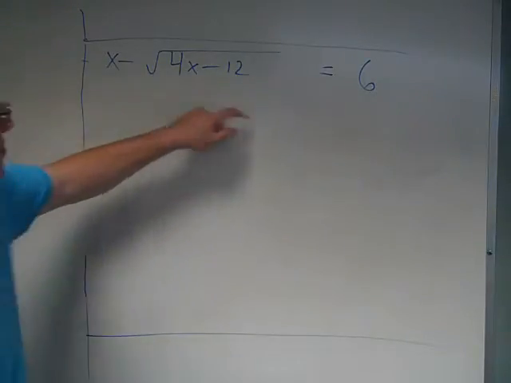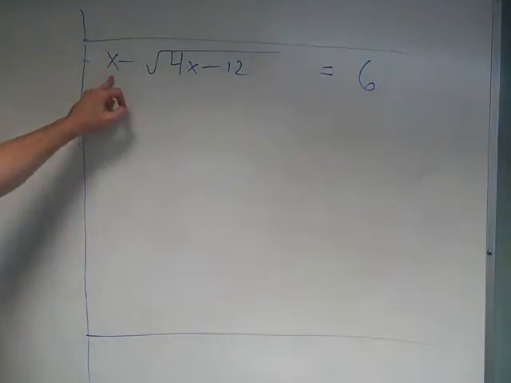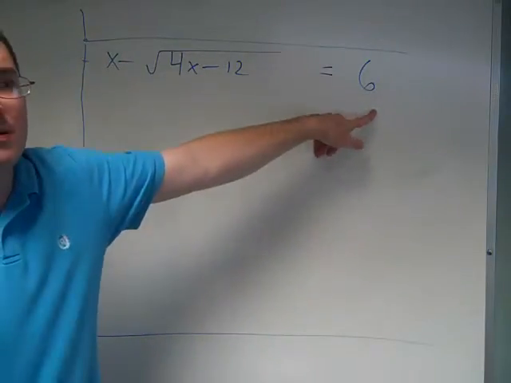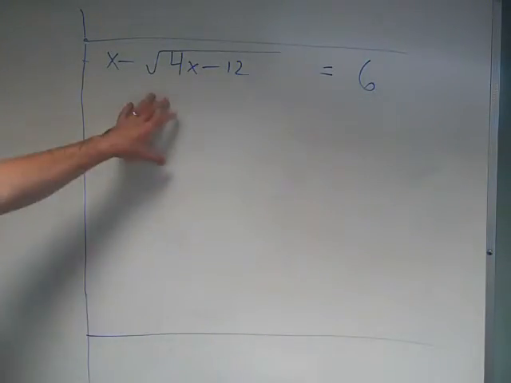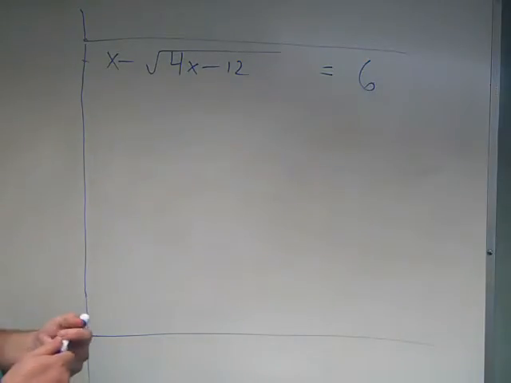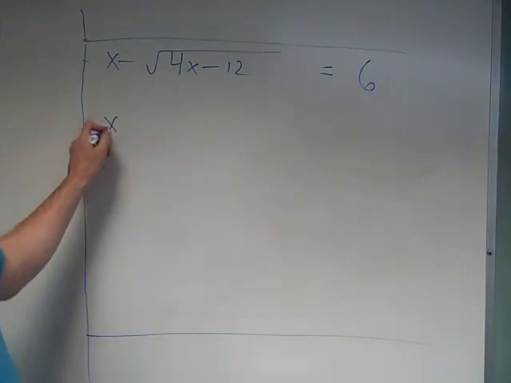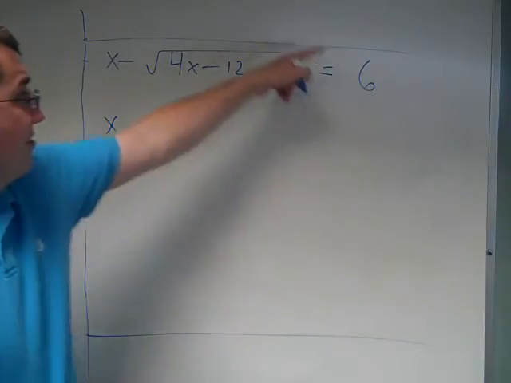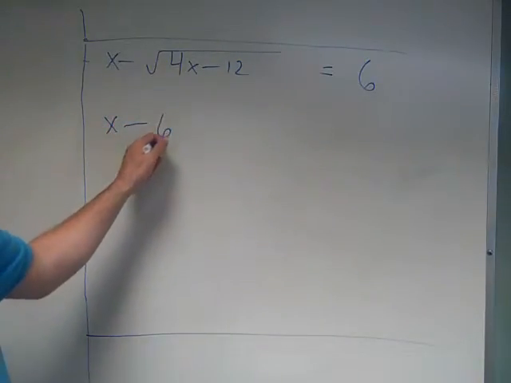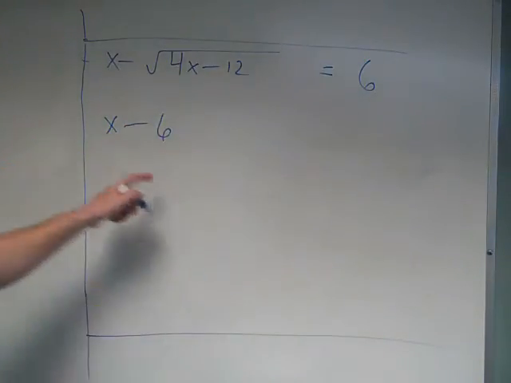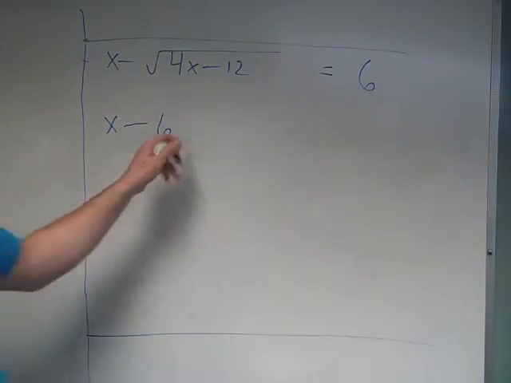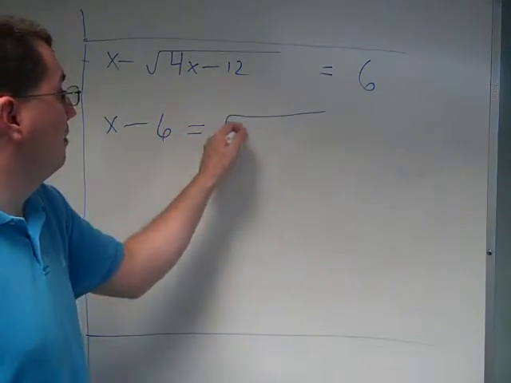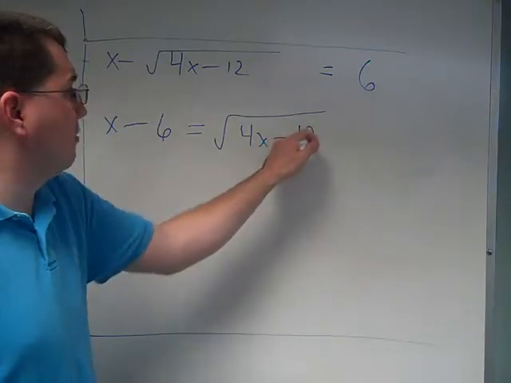Now, in order to get the radical by itself, what I'm going to do is first observe that we want to get the 6 over here and we want to get the radical over here. Or just however you want to do it, but get the radical by itself. So x stays put. The 6 comes over here as minus 6. When you jump over the equal sign, you change signs. And so that equals radical 4x minus 12.